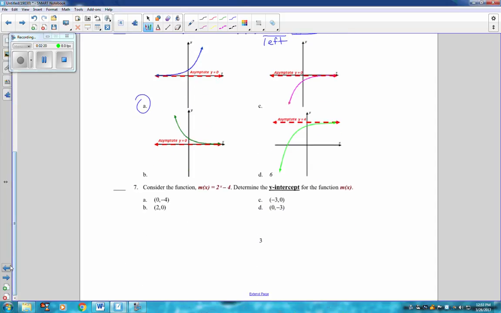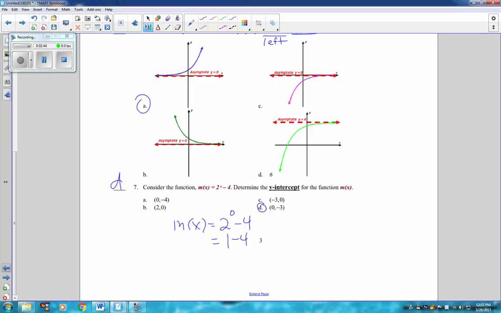Number 7, the answer is D. It says to determine the y-intercept. Your y-intercept is when you let x equal 0. So we're going to take that equation and put in a 0 for x. 2 to the 0 is 1, and 1 minus 4 is negative 3. So that's the ordered pair (0, negative 3).